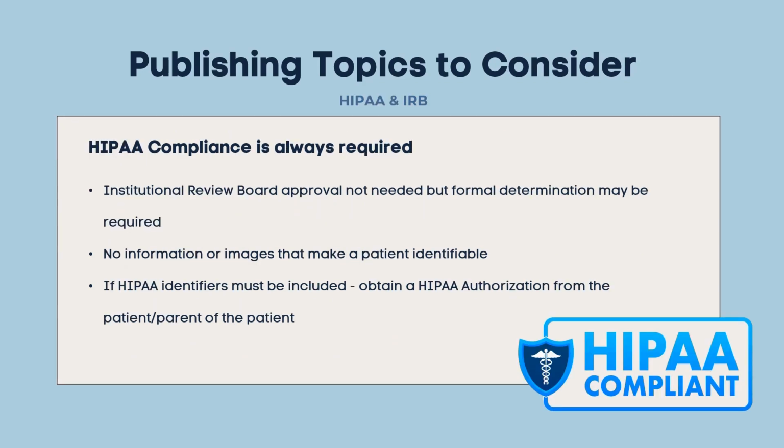Publishing topics to consider: HIPAA and IRB. You may already be aware that IRB approval typically isn't needed for case reports. However, some publishers may still require a formal determination from IRB. HIPAA compliance is also required. No information or images can be included in a case report that makes a patient identifiable. If HIPAA identifiers must be included, a HIPAA authorization must be obtained by the patient or guardian.